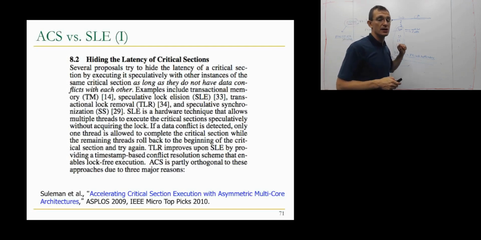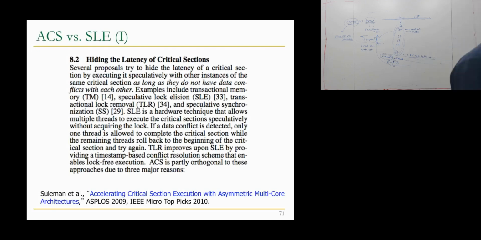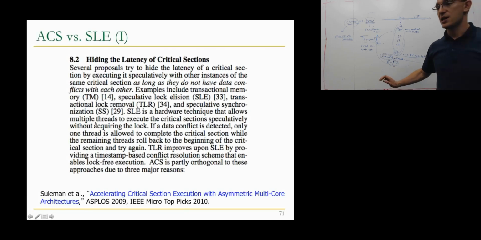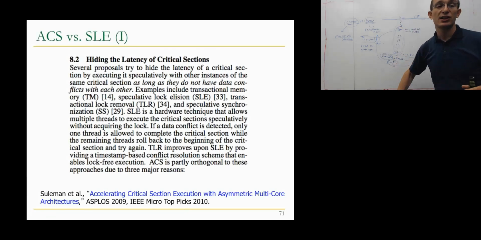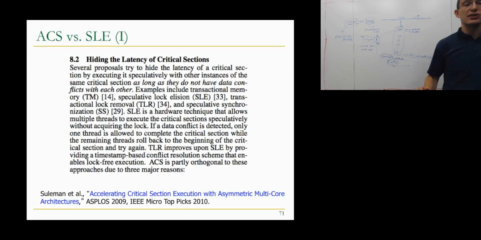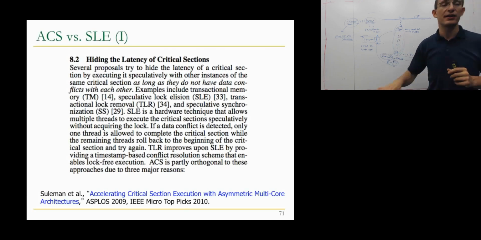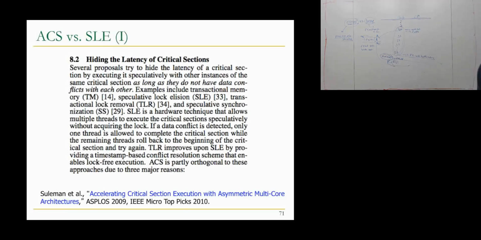And some of these conceptual advantages and disadvantages are actually talked about over here. Basically, this is section 8.2 from Suleman et al.'s Accelerated Critical Section Execution with Asymmetric Multicore Architectures paper, which you read, and I'd encourage you to look at it again. Basically, it compares ACS to transactional memory, speculative lock elision, transactional lock removal, and speculative synchronization. And these are approaches to parallelizing critical sections, synchronization constructs. And the idea is, as long as the same instance of the synchronization construct doesn't have a conflict with another instance, these can be executed in parallel. So these enable the hiding of the latency of the synchronization, right?